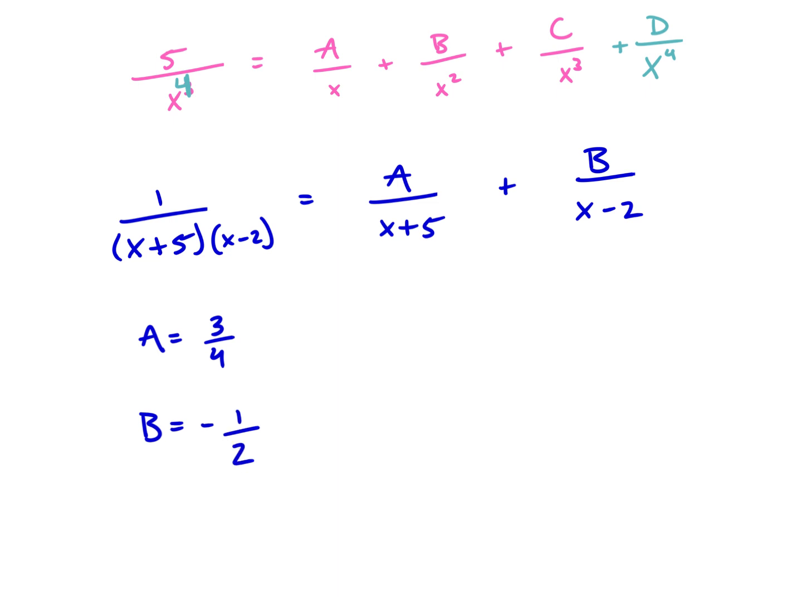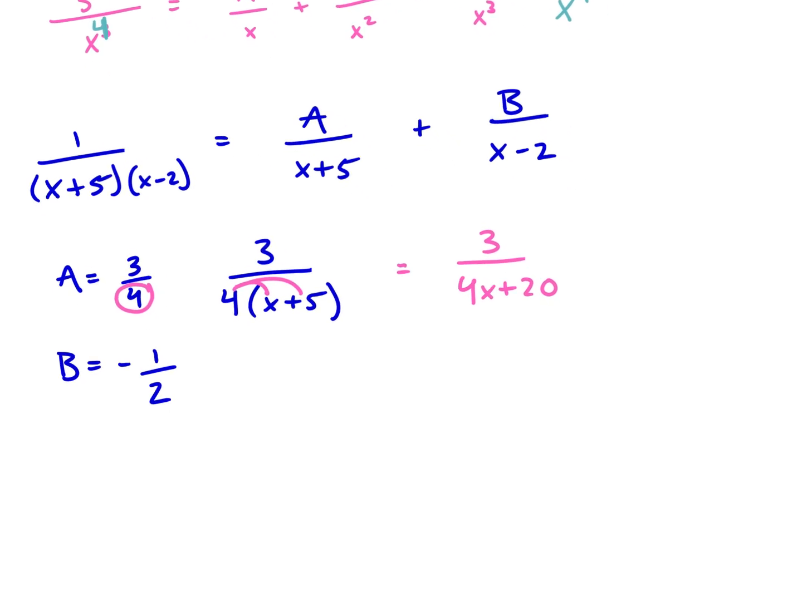When we plug them in, we don't want a fraction in a fraction. So whatever's in your denominator is going to go in the denominator of your partial fraction. So here we would have 3 over 4 times x plus 5. And WebAssign wants you to distribute it, so you have to distribute for the homework. So this would be 3 over 4x plus 20. And then same thing with the B here. It would be minus, because it's negative, 1 over 2 times x minus 2, but you have to distribute, so it'd be 2x minus 4.